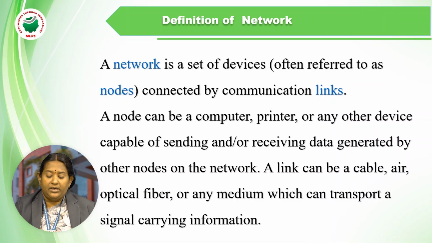A node can be a computer, printer, or any other device capable of sending or receiving data generated by other nodes of the network. So when we want to send a message from one sender to a receiver, we transport the message. A link can be a cable, air, optical fiber, or any medium which can transport a signal carrying information. So the information which we want to pass can be in the form of a normal message.